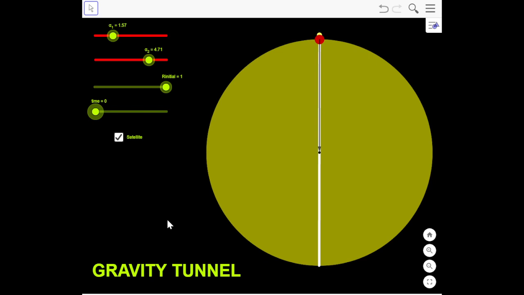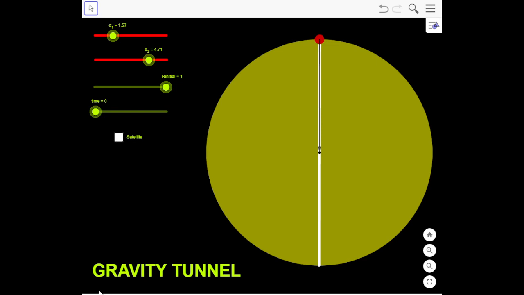So let's see what it does. Now I have a satellite. We'll talk about this later. I'm going to turn that off for now. The satellite is this little guy here, the yellowish one behind the red dot. That's the satellite. I'm going to turn that off. Let's just focus on what this is going to do.